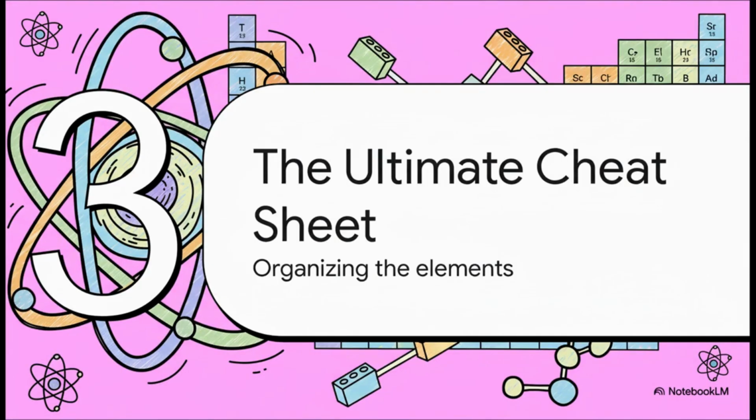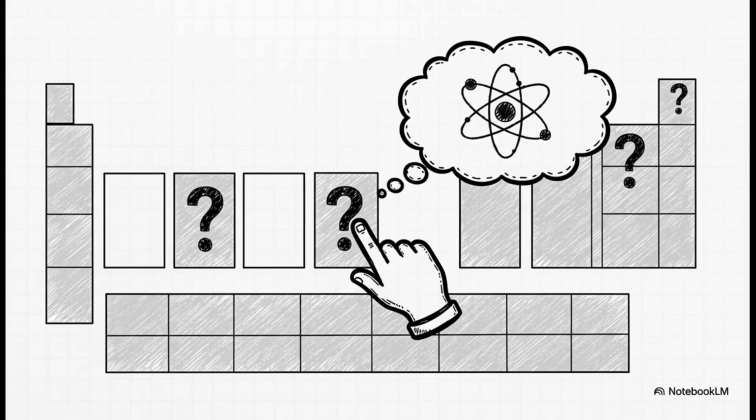But how do we organize them all? Well, that brings us to Section 3, the ultimate cheat sheet. We're talking about the most powerful tool in all of chemistry, the periodic table. And this thing is so much more than just a colorful chart on a classroom wall. Back in 1869, the guy who came up with it, Dmitri Mendeleev, saw gaps in his table. And he was so confident in his pattern that he actually predicted the properties of elements that hadn't even been discovered yet. And when they were found, they matched his predictions almost perfectly. The man was a chemical prophet.